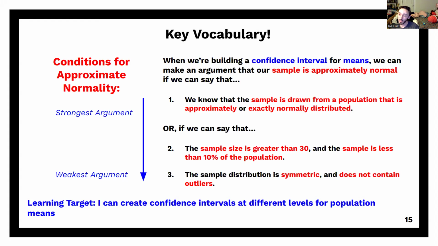It's more of an open-ended conversation when you're talking approximate normality. The strongest argument that you can make is the population is normally distributed. So that means your sample stands a good chance of being normally distributed. The next best thing that you could say is that your sample size is greater than 30 and it's less than 10% of the population. So you have that independence check going well. You've got a sample that's going to be starting to look kind of bell curved if it's greater than 30.